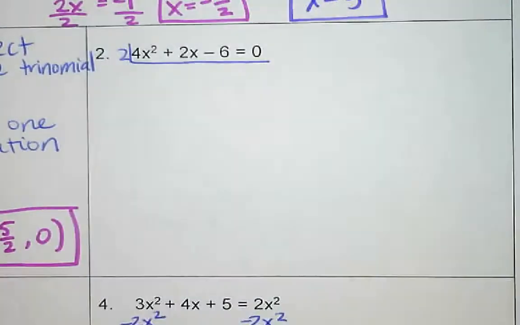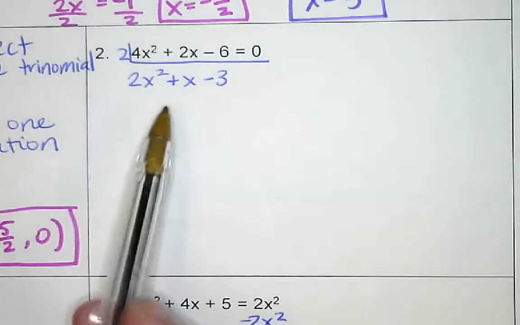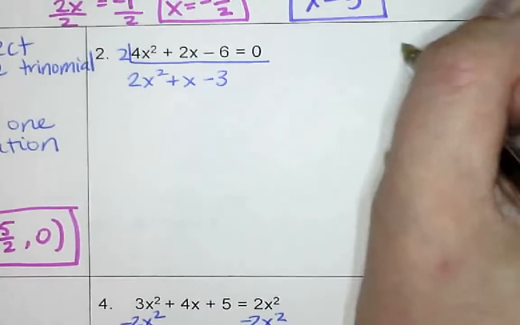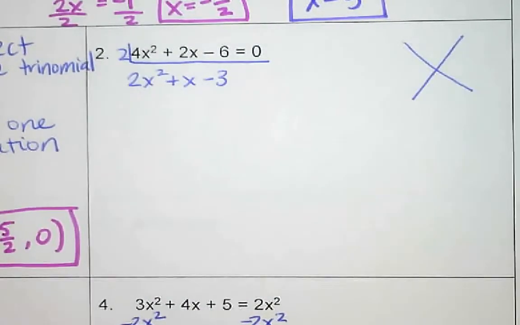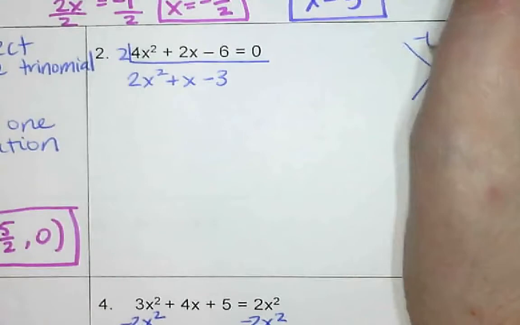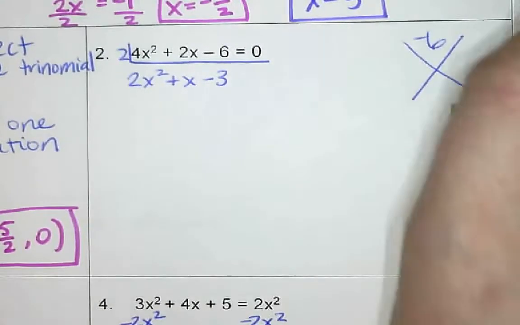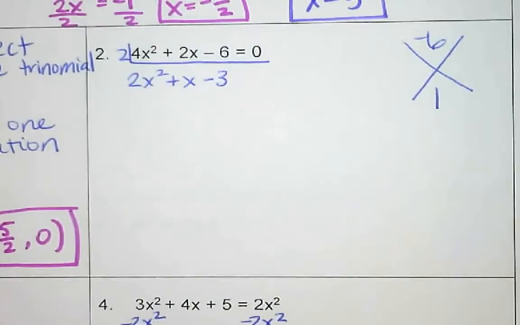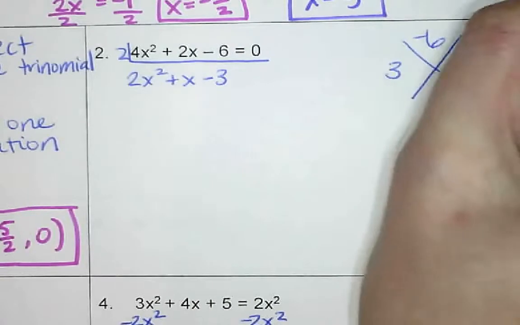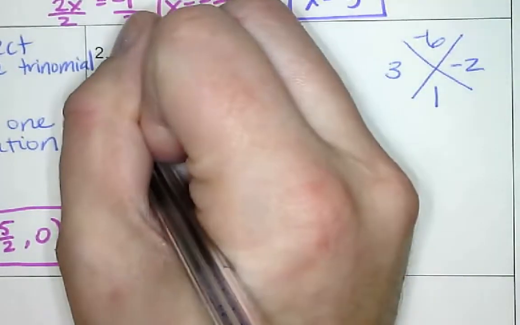So we're going to take a look at this. We want to find the factors that multiply to negative 6 but add to 1. That should be 3 and negative 2. So this is really 2x squared plus 3x minus 2x minus 3. Okay, so we are going to take our factors here.